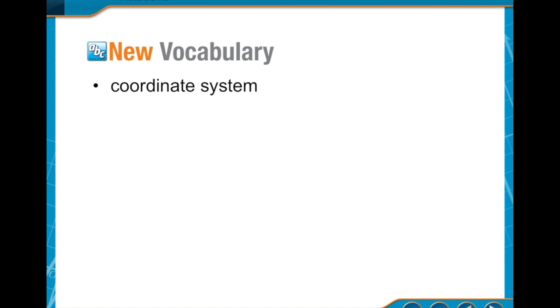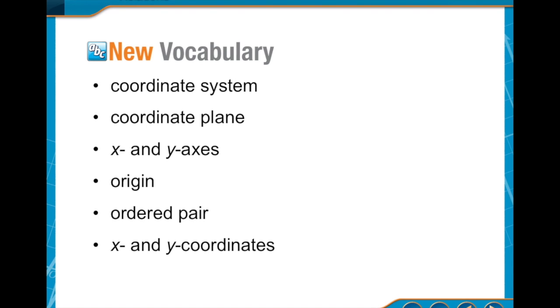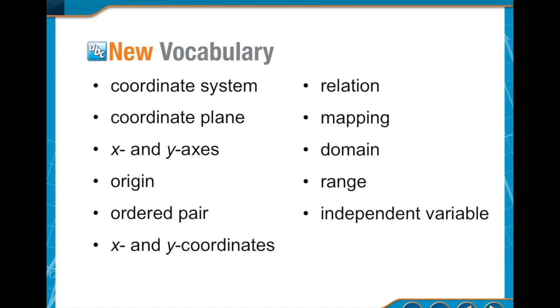We have a coordinate system, that's just your XY plane, coordinate plane, same thing. We have X and Y axes, so X being your horizontal, Y being your vertical. We know the origin is the center of that plane. We'll talk about ordered pairs and some specific X and Y coordinates. With a few others, we know domain and range are important, and we'll talk about independent and dependent variables.